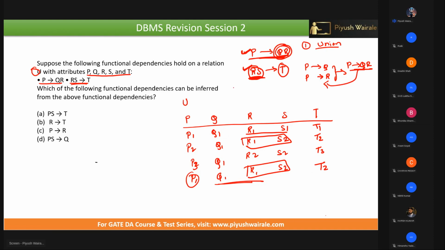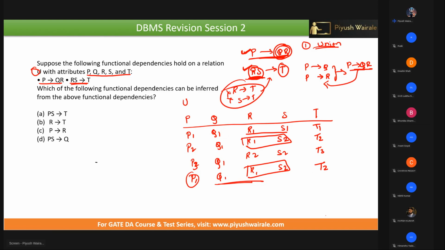We cannot write R determine T or S determine T here. No, this is not a valid FD here. We cannot decompose the left hand side value here. We can only decompose, or apply union, to a right hand side value. Also, if R determine T and S determine T is given to us, we cannot say RS determine T here. That is not fine. This is not correct.